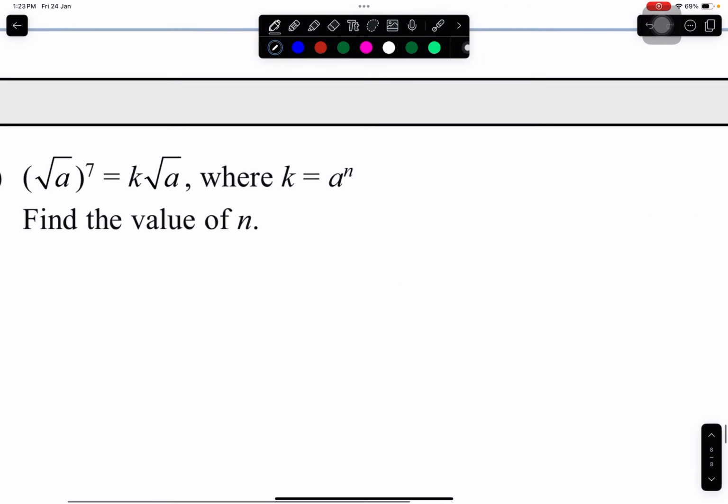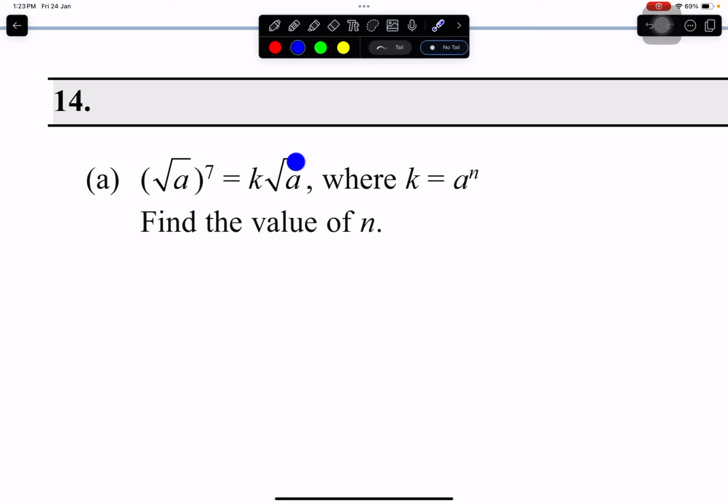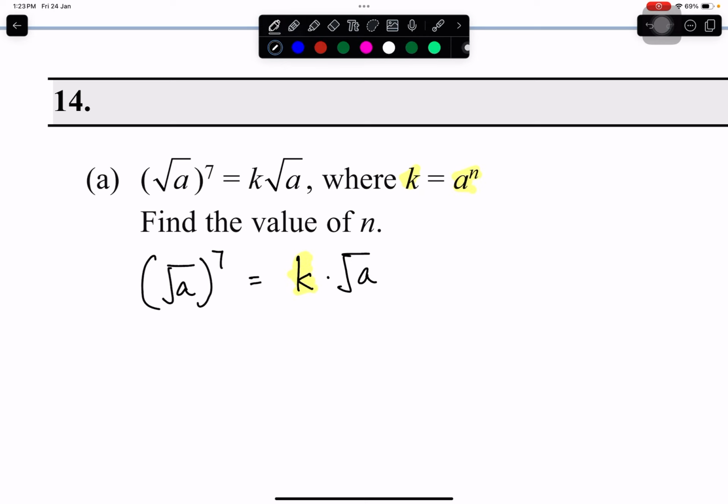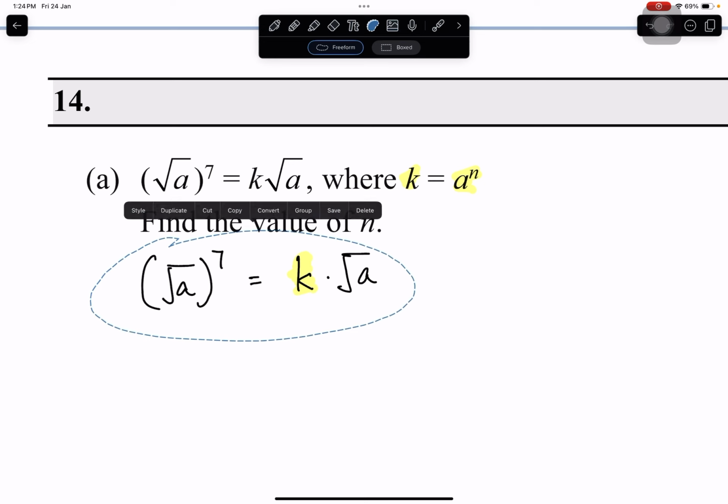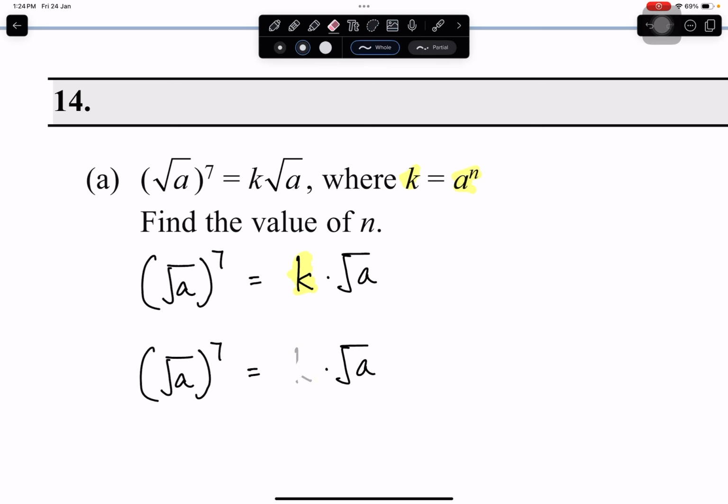Last two questions. Okay. K times root a, where k is equal to a to the power of n. Find the value of n. Okay, so now we can think of this one first, right? Now, we write it out. Root a to the power of 7 equals k times the root a, right? But then it says k is equal to a to the power of n. So we can replace this k with a to the power of n. That means everything is the same except the k turns into a to the power of n.